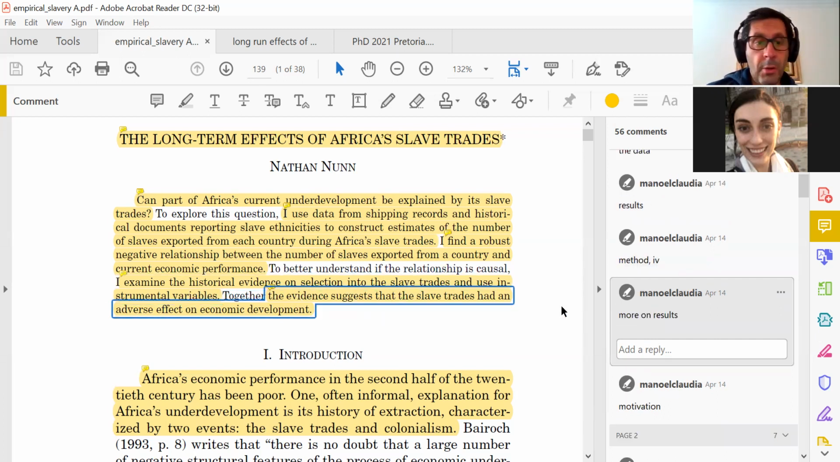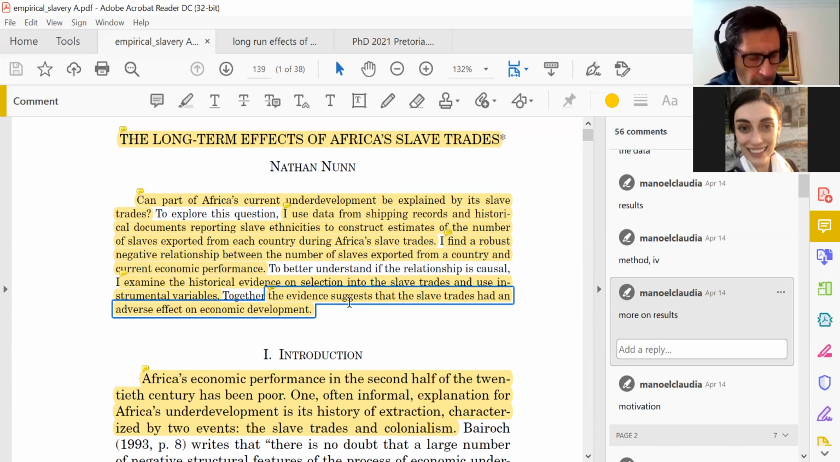And then finally, modern results: the evidence suggests that the slave trades had an adverse, negative effect on current economic development in Africa. He doesn't say anything at this stage in the abstract about the channels. What is the intuition? But he's going to say that as we move along, right?